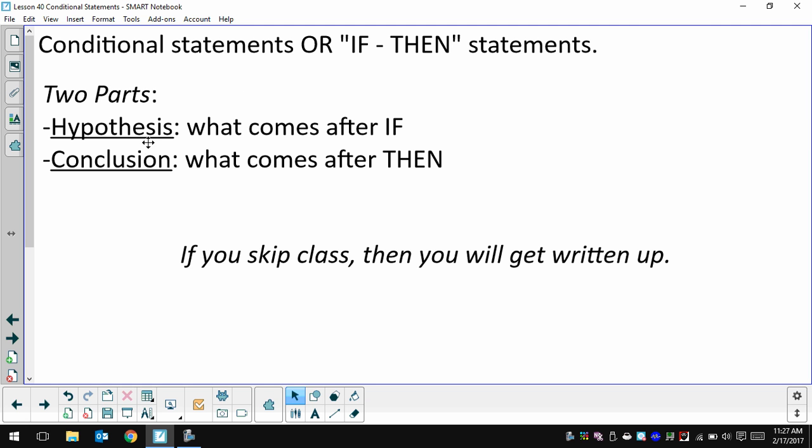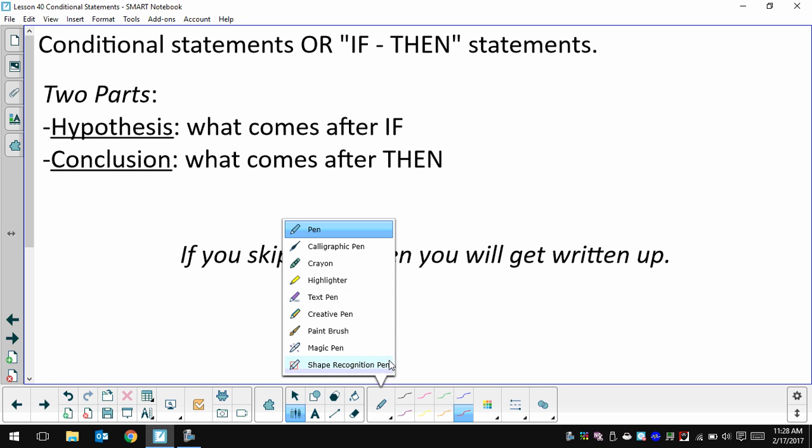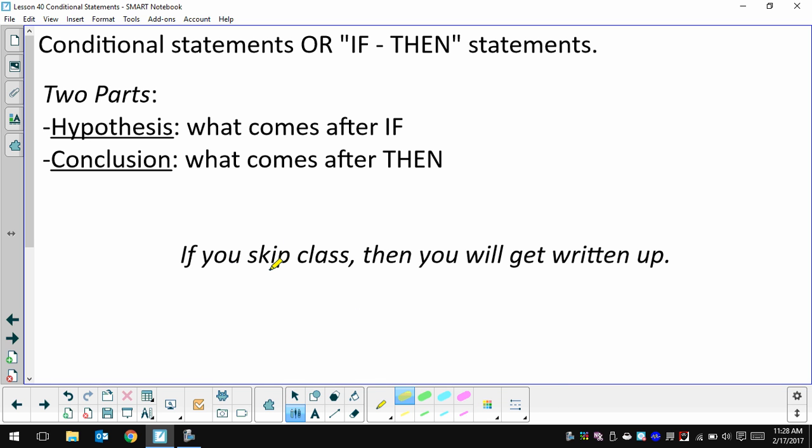And these statements have two parts, one that we call a hypothesis, and that's the stuff that comes after the word if and before the word then, and the conclusion is the part that comes after the word then. So the if and the then are not involved in either the hypothesis or the conclusion. So if we look at this conditional statement, if you skip class, then you will get written up, you skip class is the hypothesis, you will get written up is the conclusion.